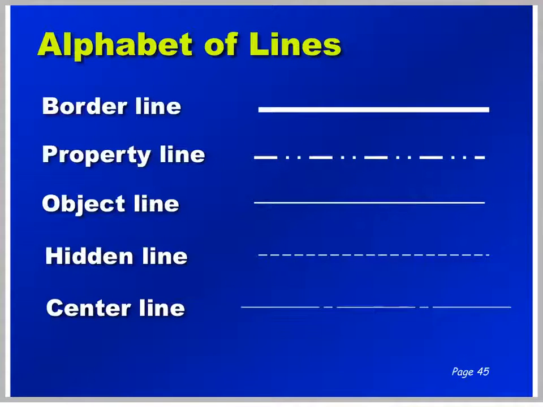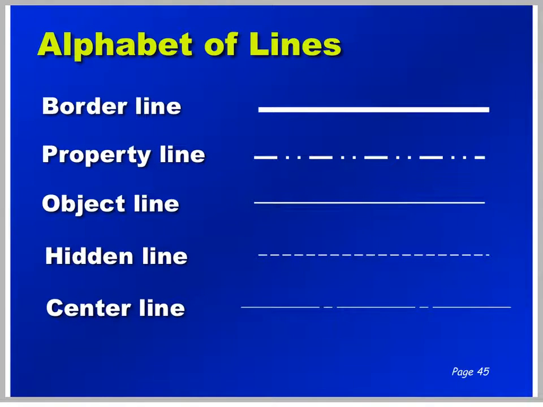Moving on to understanding the graphic language of drawings. What the alphabet is to words is what lines and symbols are to drawings. The weight and configuration of a line determines to some degree what that line might mean on the construction document. The border line will be the heaviest line on the document, with the object line being the next heaviest line.